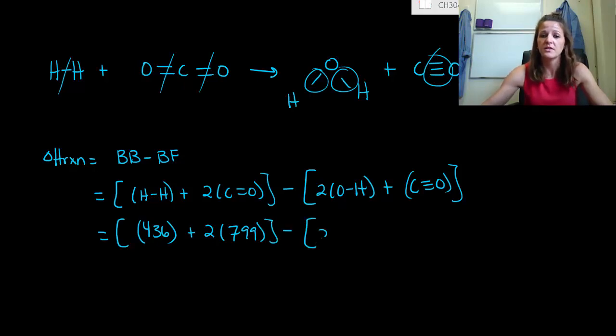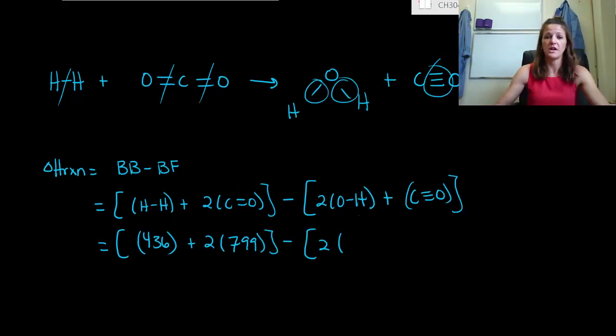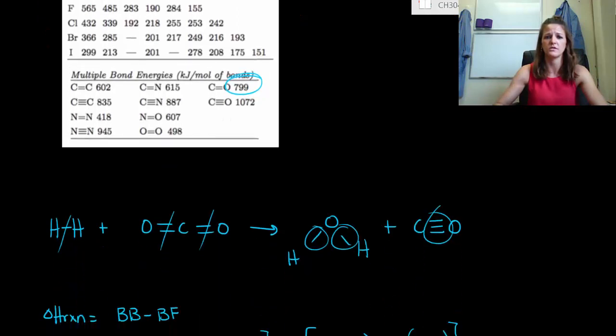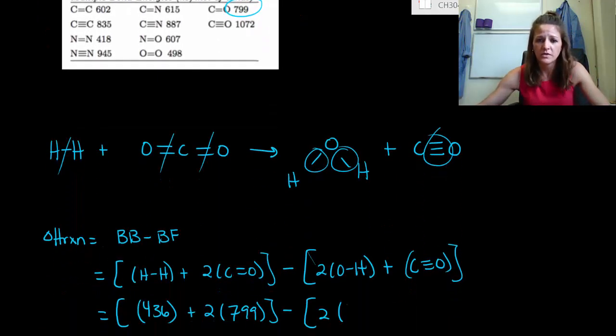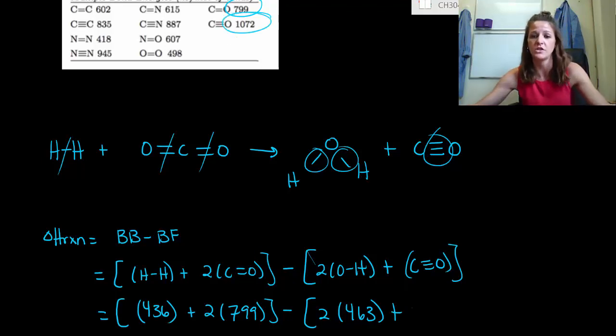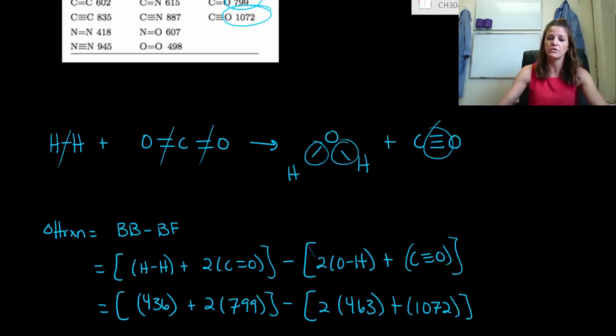And then we have to subtract this away from our bonds formed. So we need an oxygen-hydrogen bond. Again, come over here on this top side. We see our hydrogens here on this top, and then we can come down and see our oxygen, which is about right there. There we go, 463 for oxygen-hydrogen. And then our last one is our carbon-oxygen triple bond, which we can see right here, and that is 1072. Again, everything's in kilojoules per mole.